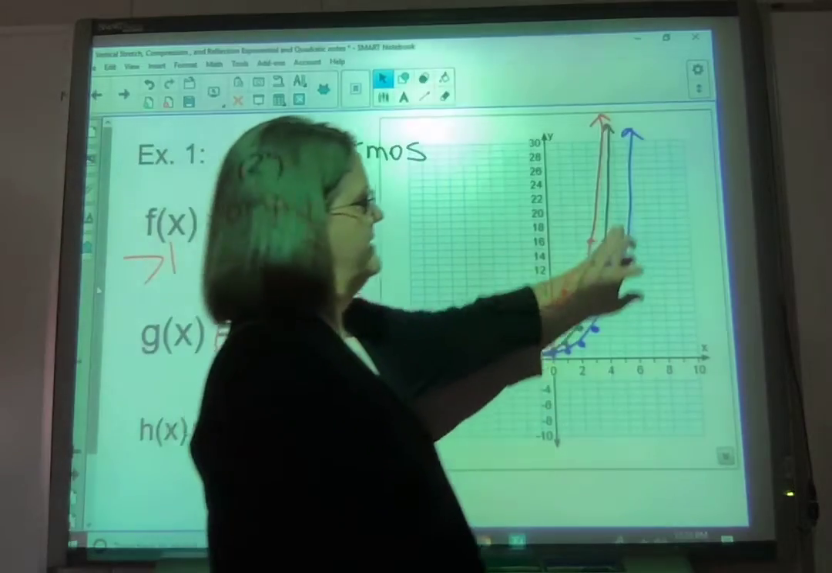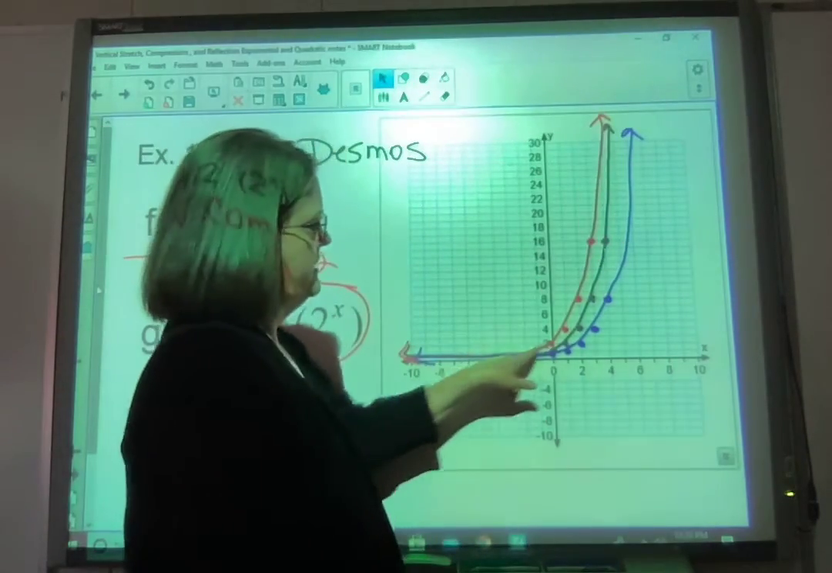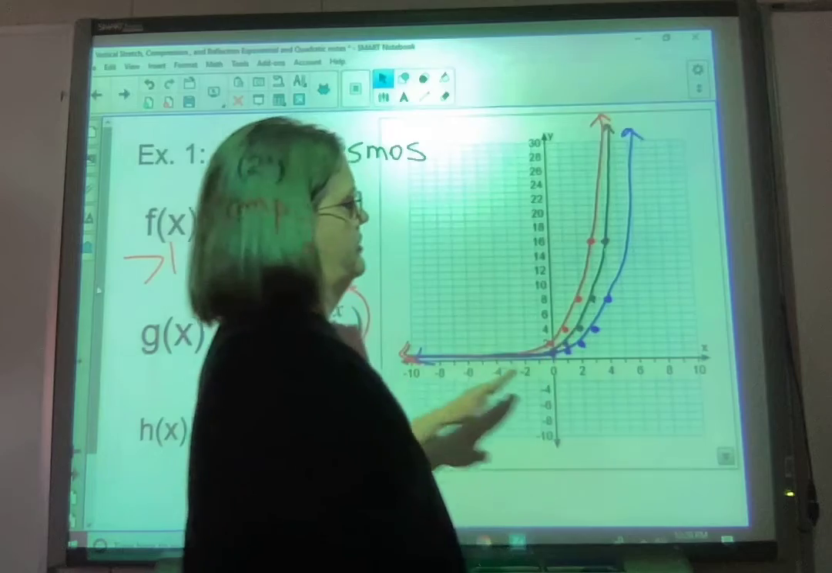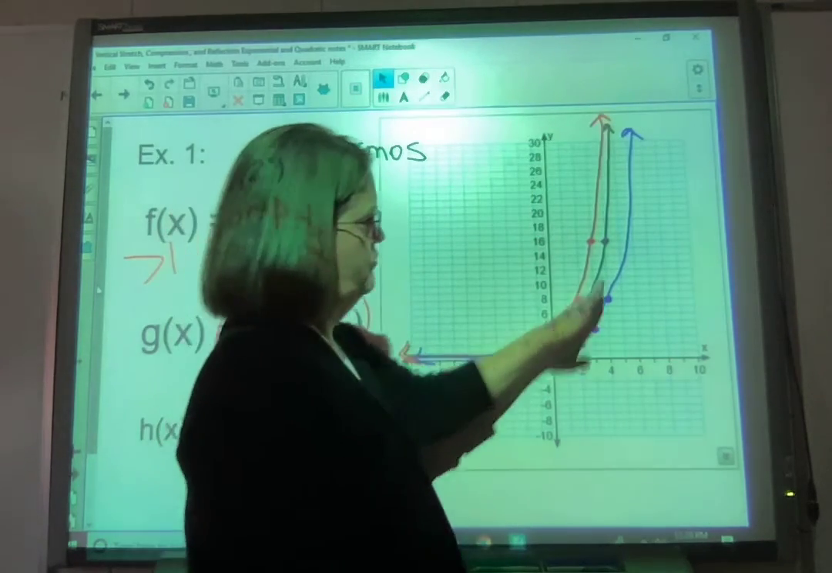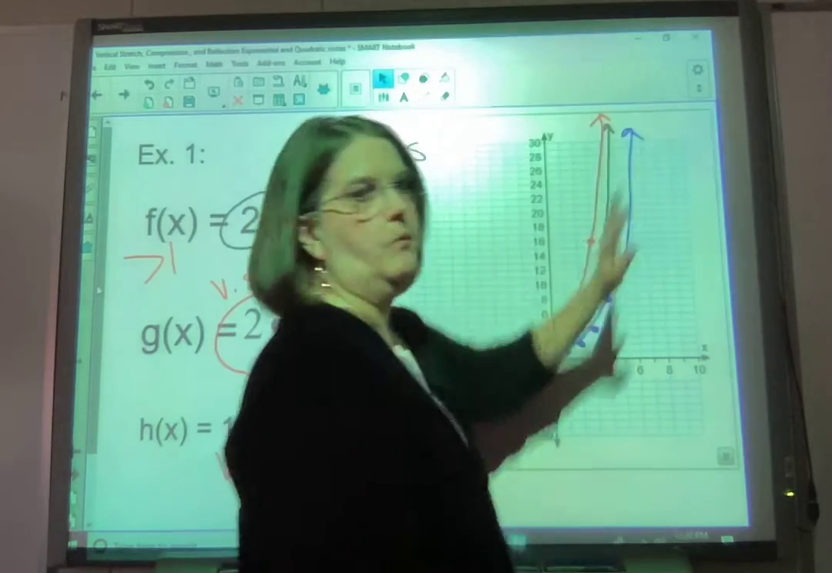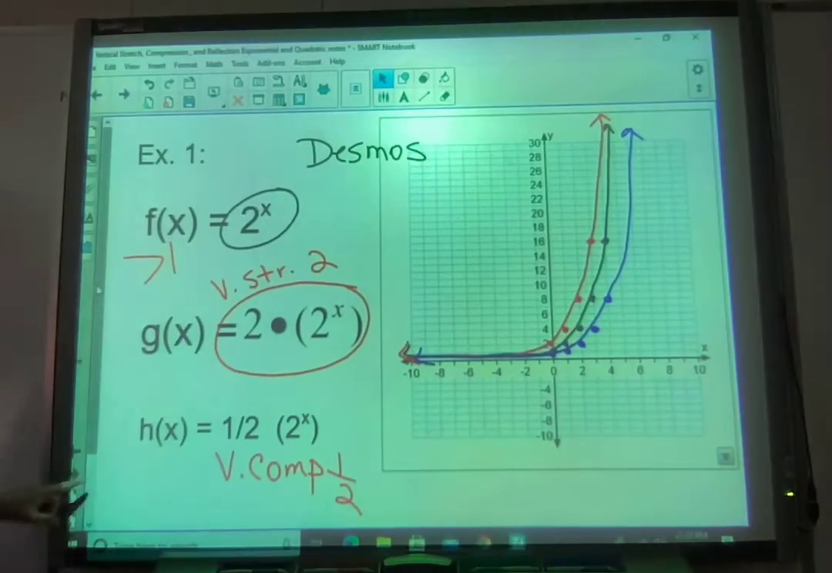So the graph in black is the original one. This one that's in red is the stretch. The graph is actually being stretched and pushed skinnier. This one in blue is the compression, where it's going down. And like I said, I'll model that on another video and attach it.